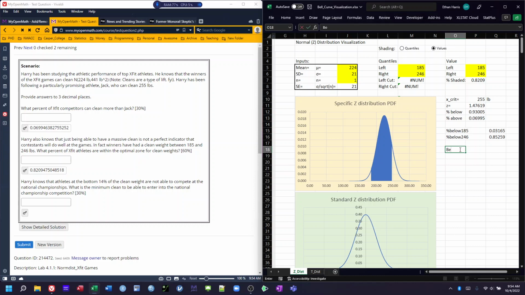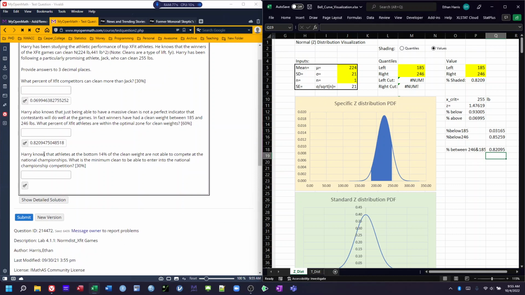Now between, we'll do percent between 246 and 185. All we have to do now is take our bigger value, minusing off the little tail, and we're left with, again, our 82.09 as well. Okay, so there we go. We've got those ones and how they drop out.